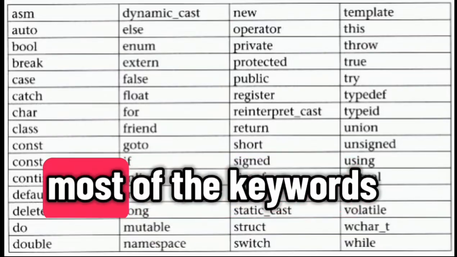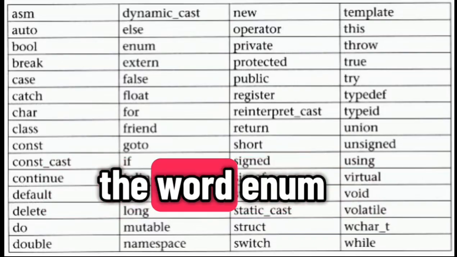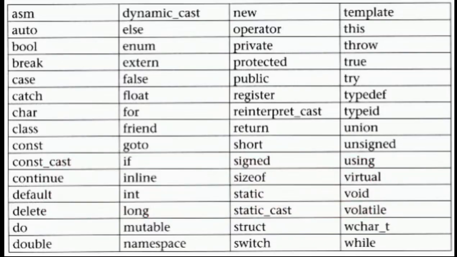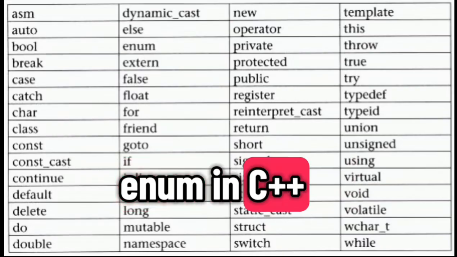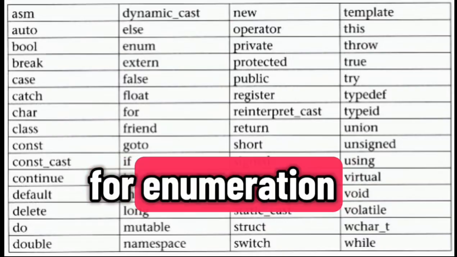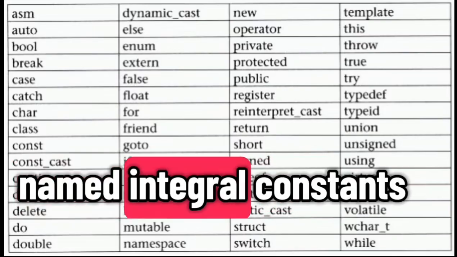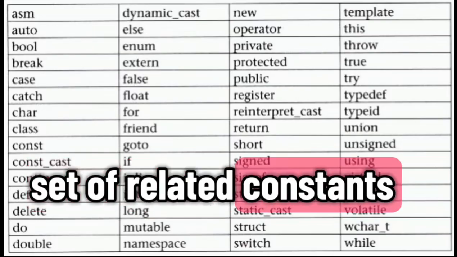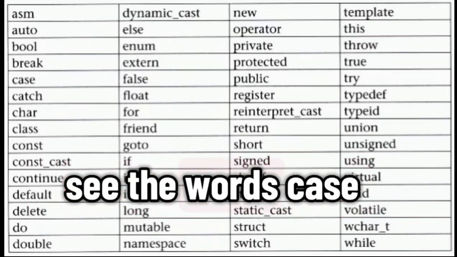We have covered most of the keywords, but I think the word enum is not mentioned yet. You're right, we haven't touched on enum. In C++, enum is short for enumeration, and it's used to define a type that consists of a set of named integral constants. It's handy when you want to work with a set of related constants under a single type. Pretty neat. Yeah, and also the word case.